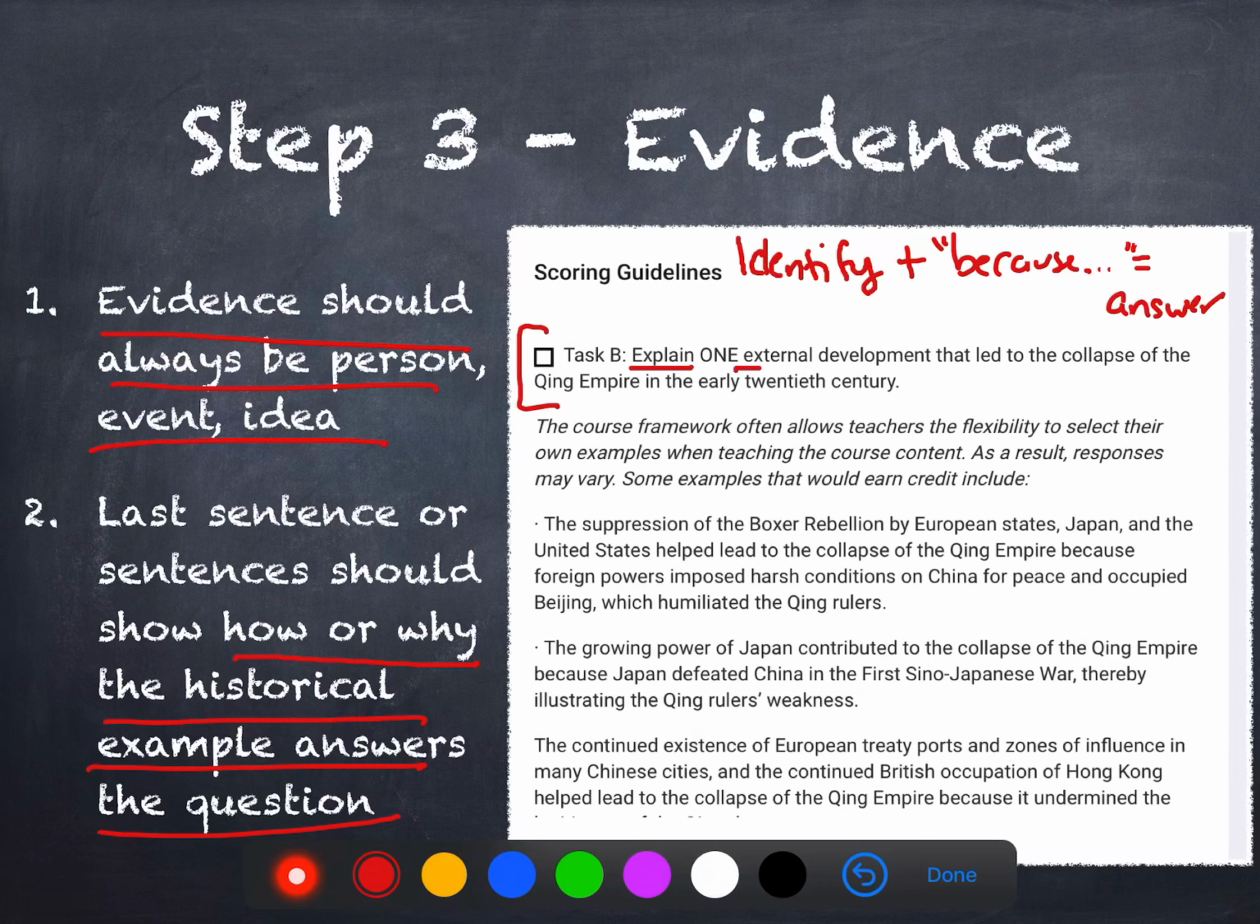One external development that led to the collapse of the Qing Empire in the early 20th century. Again, I'm reminding myself that this is talking about the early 1900s. External means it's outside of China. And then a collapse that's leading it to end. What outside of China is leading this dynasty to collapse in the 1900s?